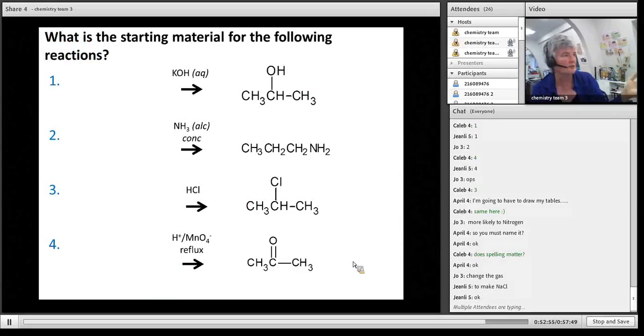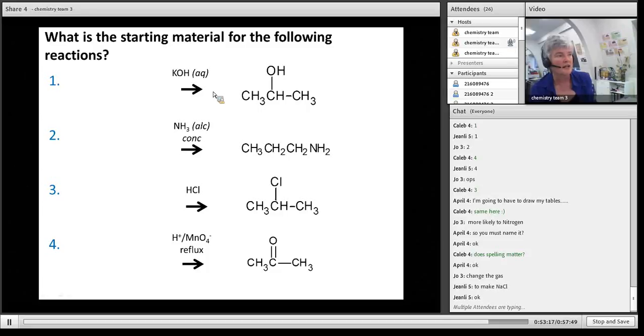Okay, and I think we can go very quickly. What is the starting material for this? If I want to make an alcohol, so this is another way you can learn, is say, I've got a product, what do I start off with to make that? This will help you with your reaction schemes. You know, if they say, this is the final thing, how did I get there?